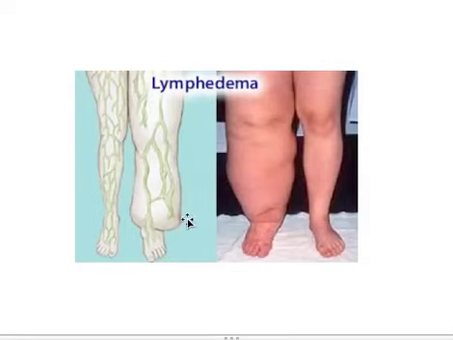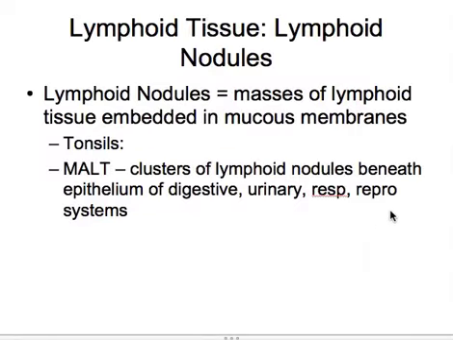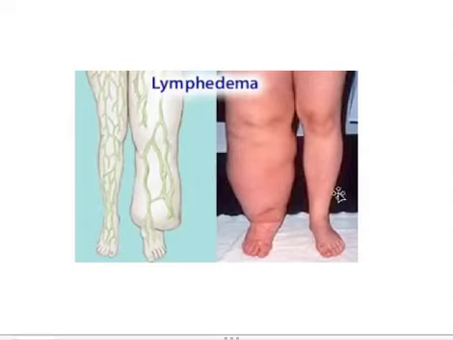So here is a picture of lymphedema, a diagram. This is showing you that there is damage to the lymphatic system, and showing you what it really looks like in a person. This person has a normal left leg and lymphedema in the right leg. So this is a pretty serious condition. Okay, that's the end.